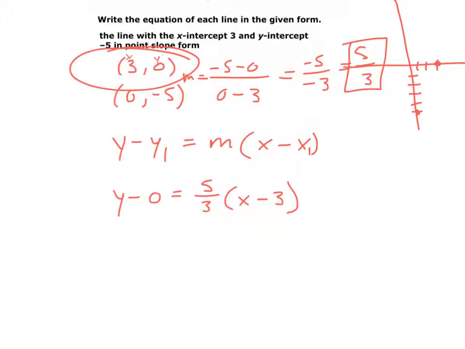Do we have to use 3 comma 0 or can we use 0, -5? You can use the other one too.